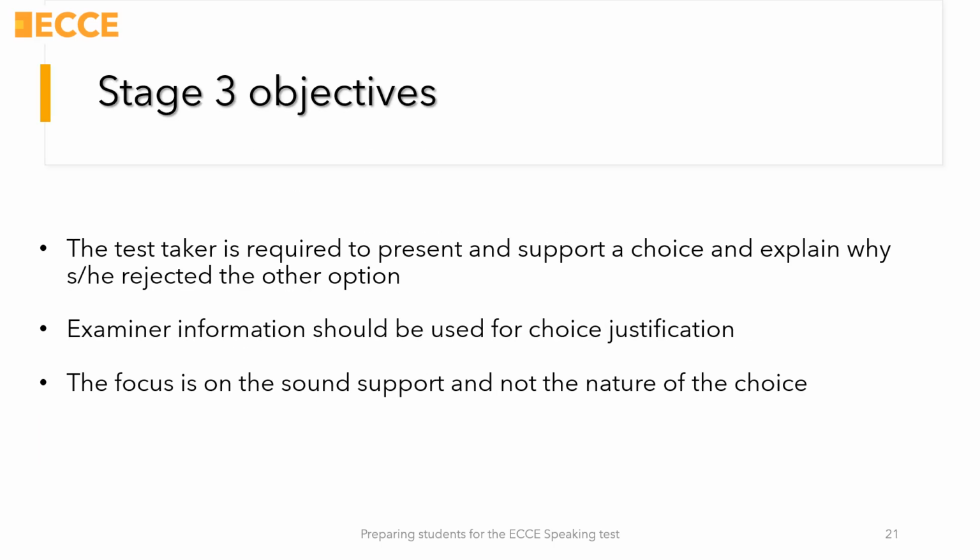Now, let's have a look at a summary of the objectives of stage 3. First, the test taker is required to present and support a choice and explain why he or she rejected the other option. Then, examiner information should be used for choice justification, and the focus is on the sound support and not the nature of the choice.